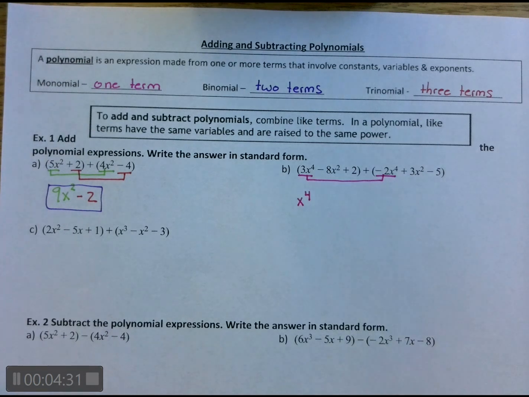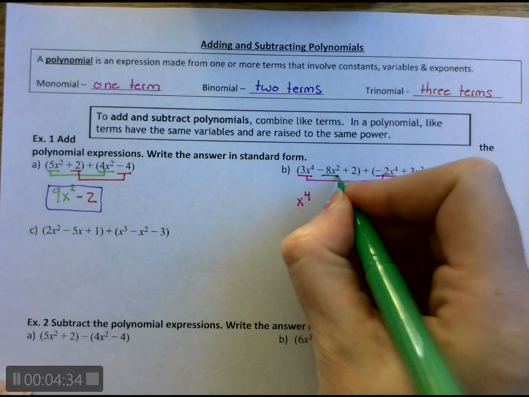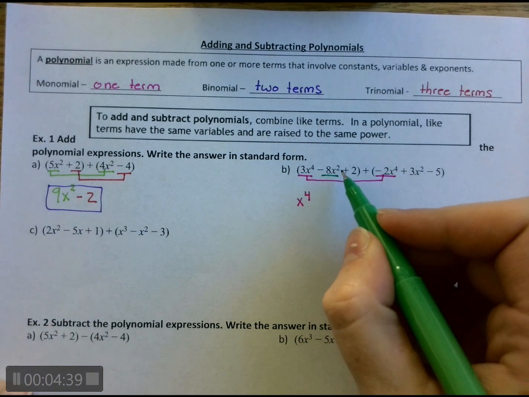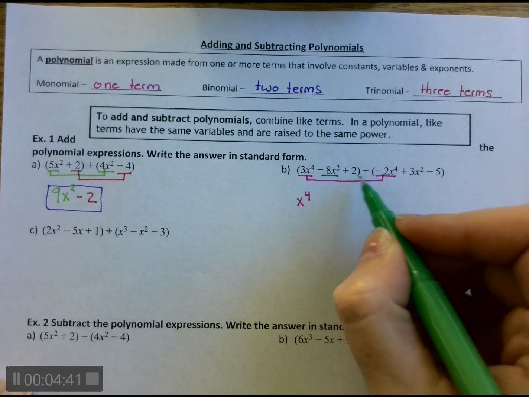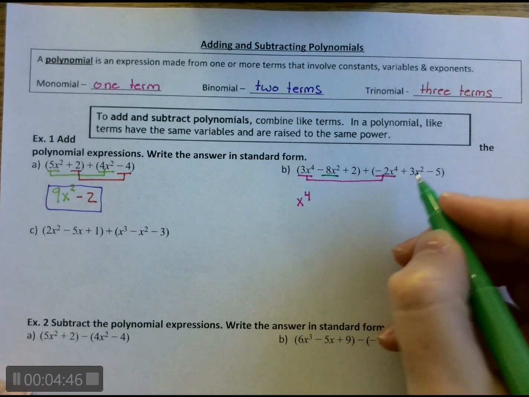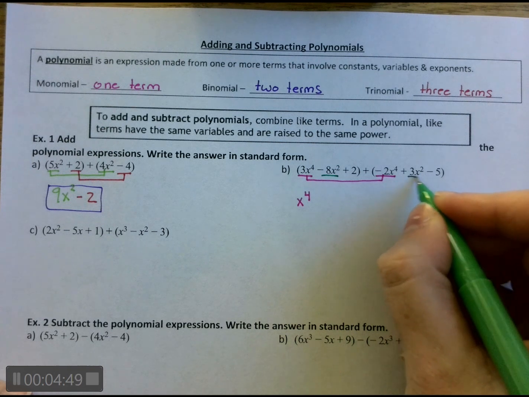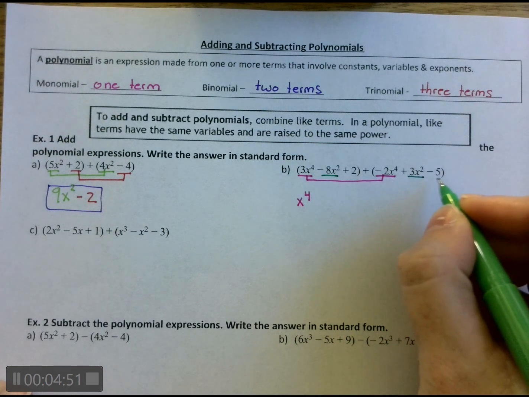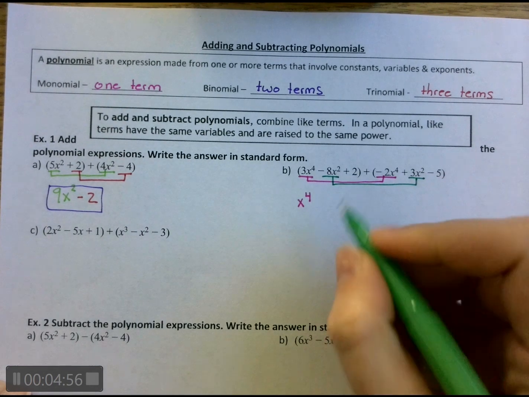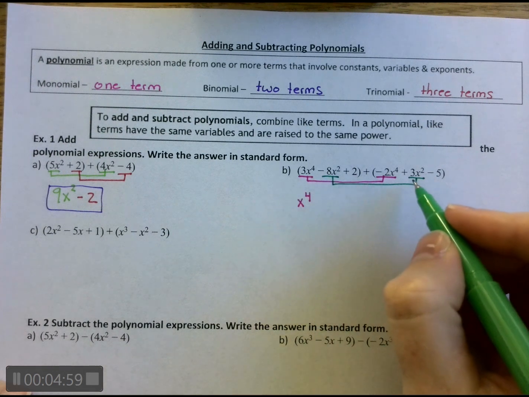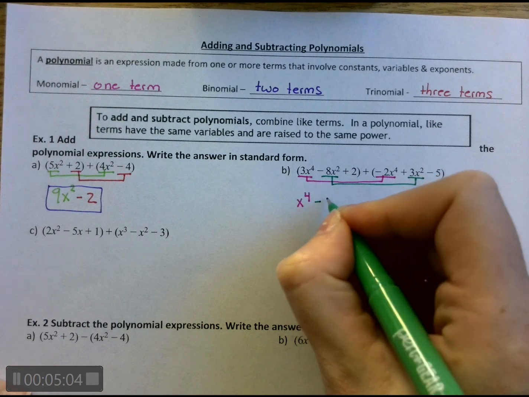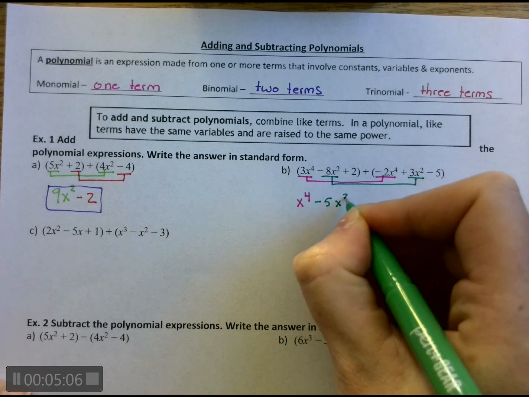And then we're going to move on to our next term, negative 8x squared. So I need an x and I need a tiny 2. This does not have a letter. We already used that one, so we can't use it again. This has an x and a tiny 2, and this does not have a letter. So we can combine these two. So what is negative 8 plus 3? That is going to be negative 5x squared.